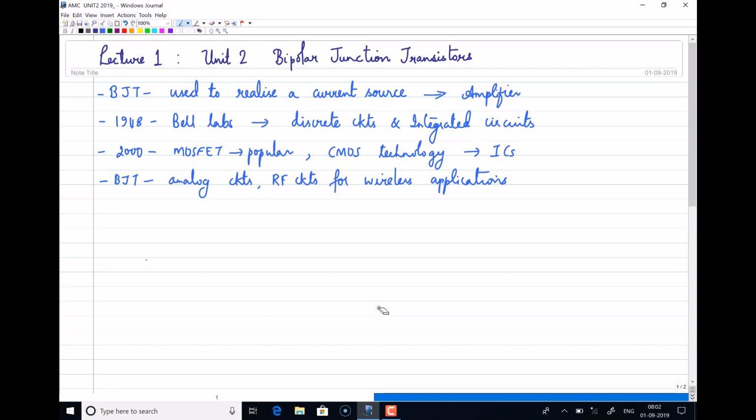That is basically because of two important features of this bipolar technology: high speed, high frequency of operation, and high current driving capability.